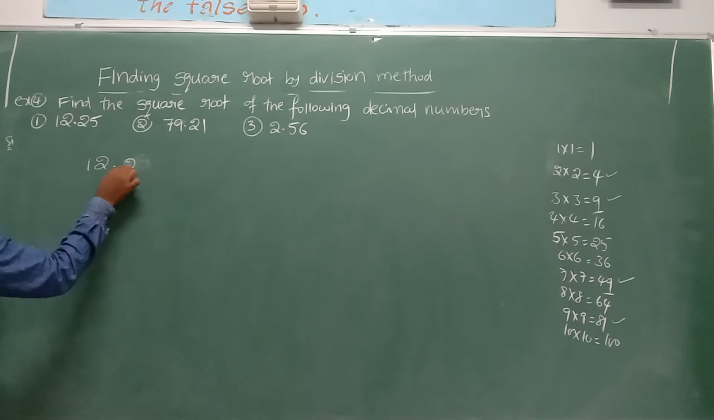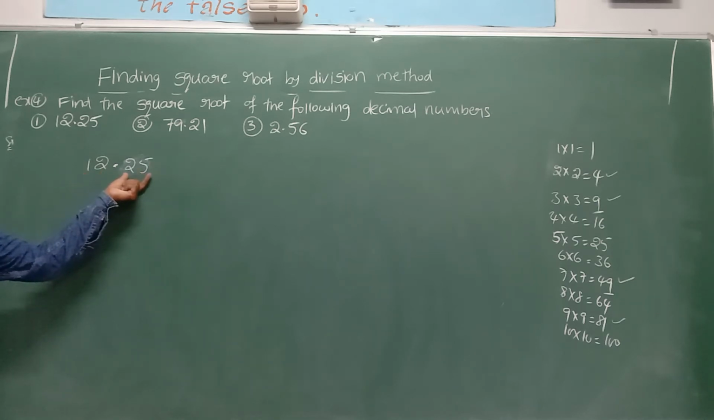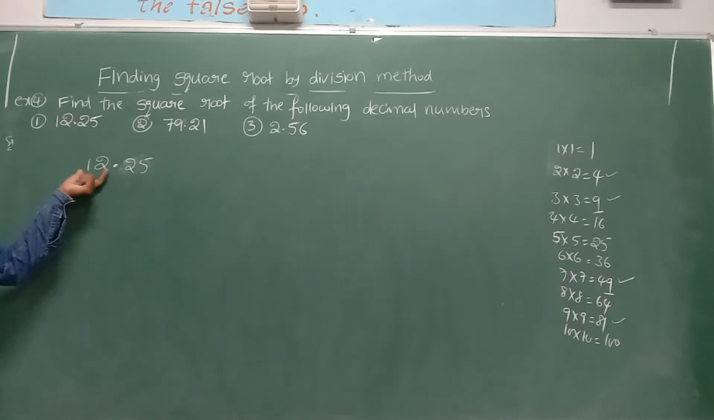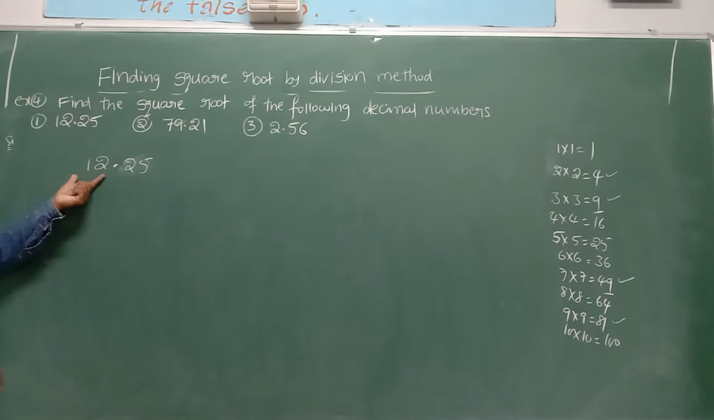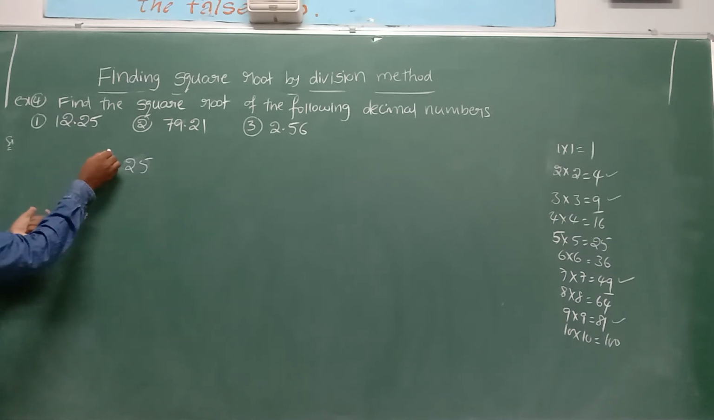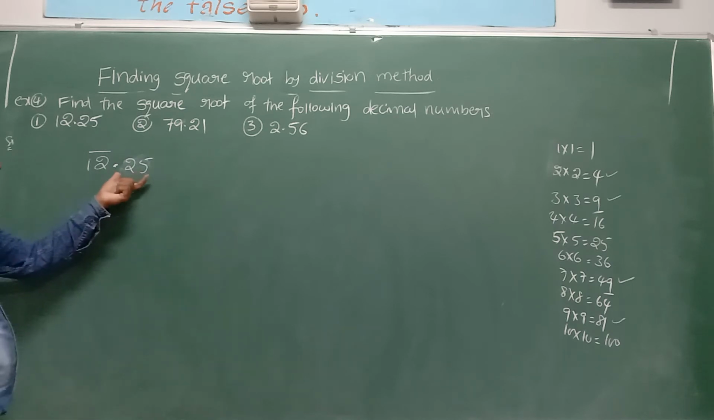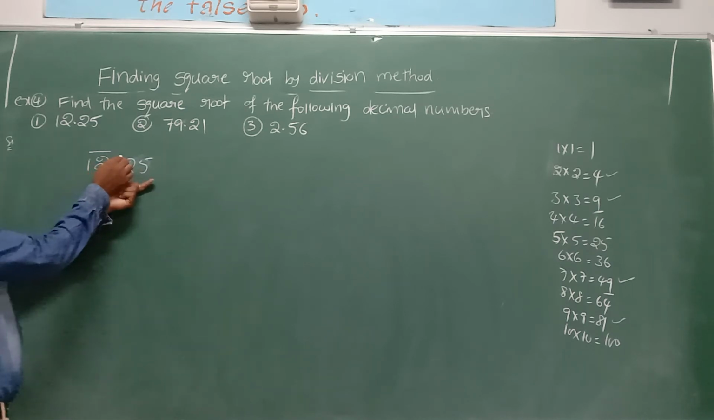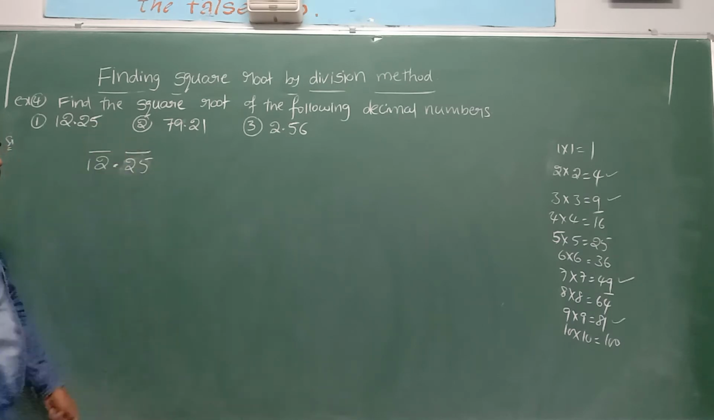See, before the decimal it is called the integral part. After the decimal it is called the decimal part. So first we have to keep the bar in the integral part. Then we keep the bar in the decimal part separately. In the integral part, from the ones place, keep the bar for every 2 digits. Similarly, in the decimal part, from the beginning onwards, for every pair of digits, keep the bar.